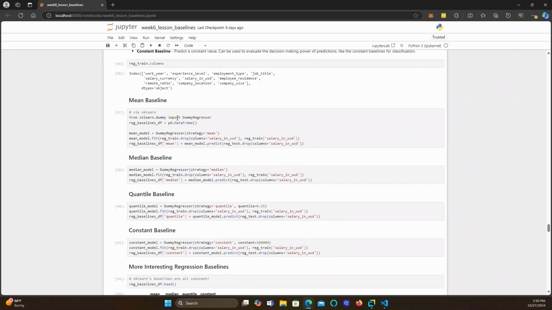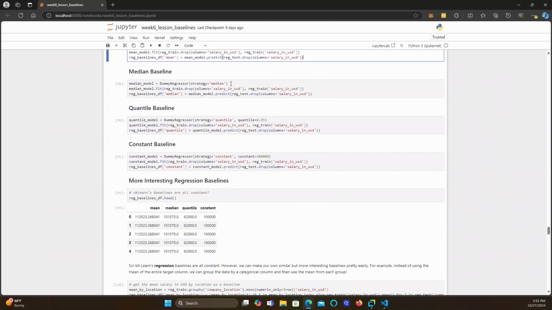So from scikit-learn.dummy, import the dummy regressor. And here, for the mean baseline, you use strategy equals mean. And I'm fitting that on the training data to predict the salary in US dollars. And then we're using it to predict just like a normal model. Same thing here for the median baseline, but we're using strategy equals median, fit it like normal, and predict with it like normal.